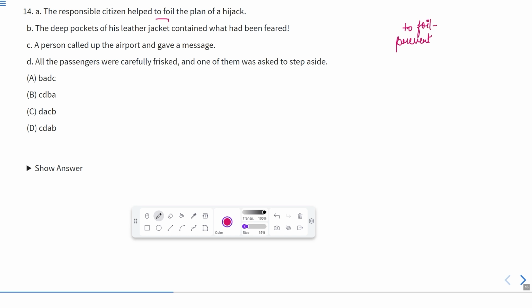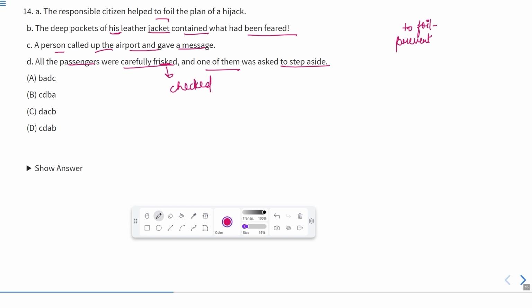Now the deep pockets of his leather jacket, of his means somewhere, some person we have talked about, leather jacket contained what had been feared. It means he must be a hijacker. Only in a hijacker's person there must be something dangerous. A person called up the airport and gave a message. All the passengers were carefully frisked. Frisked means checked or investigated. Okay, and one of them was asked to step aside. It means to stand beside them. Okay, so let us see which should be the correct sentence.